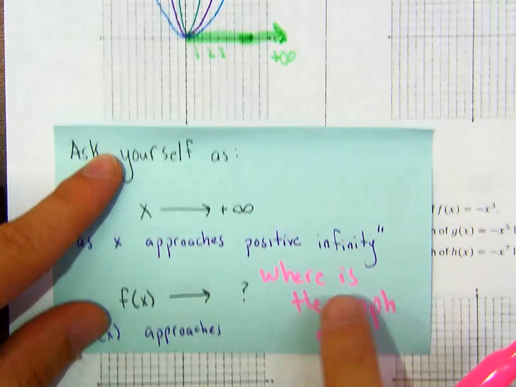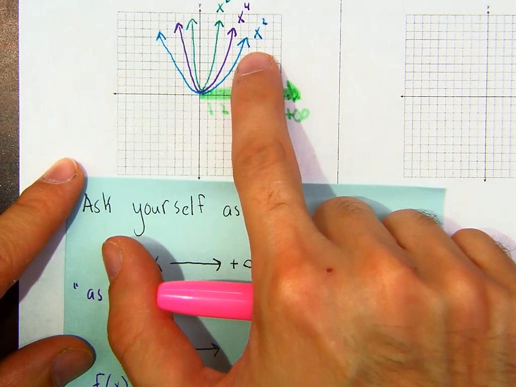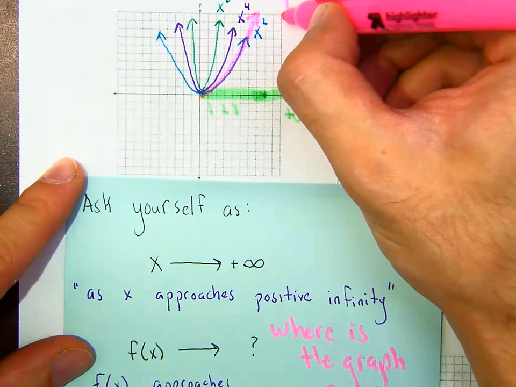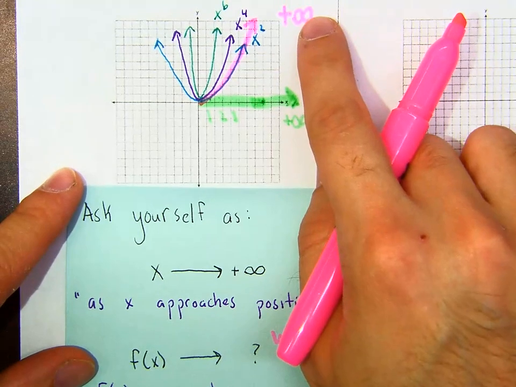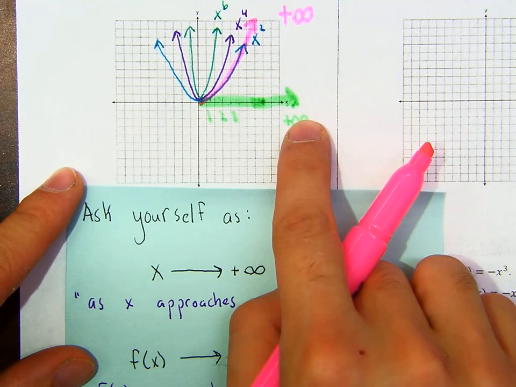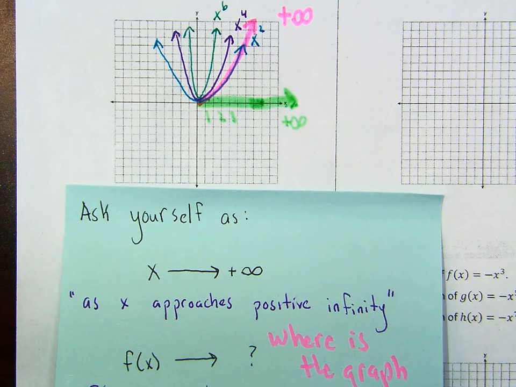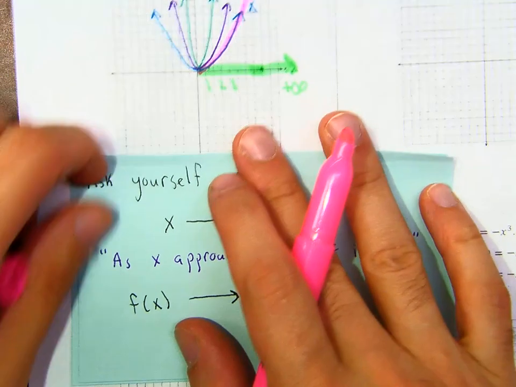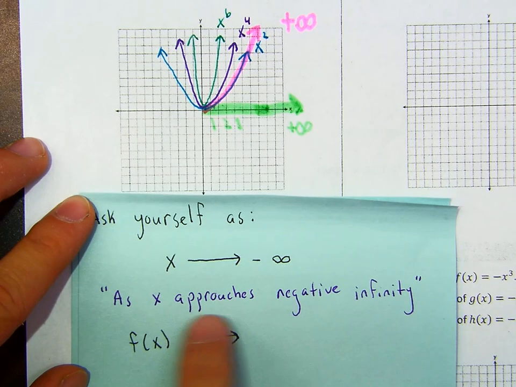Well, let's take a look. As x is going to positive infinity, what's happening to the graph? The graph is going to positive infinity. So that's what happens over here: as x is going to positive infinity, f of x is going to positive infinity. What's the next question we're going to ask ourselves? Ask yourself, as x goes to negative infinity, as x approaches negative infinity, where does the graph go?